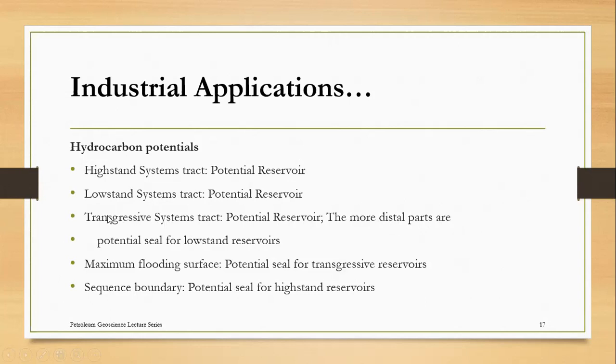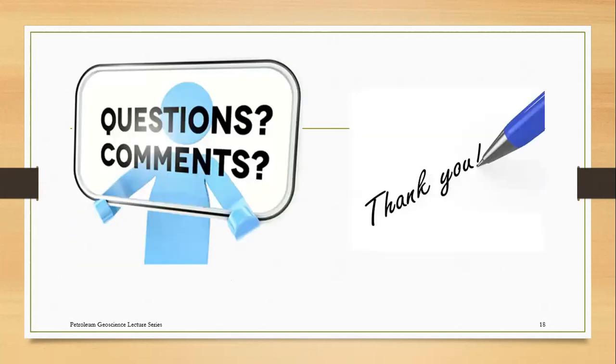What I mean here is that I think there's a mix-up. What I mean is that transgressive systems tracts are potential reservoirs, but at the more distal part, they are potential fields for lowstand sand reservoirs. Then the maximum flooding surface is basically a potential field for transgressive reservoirs, and then your sequence boundary is a potential field for highstand sand reservoirs. And that's it.